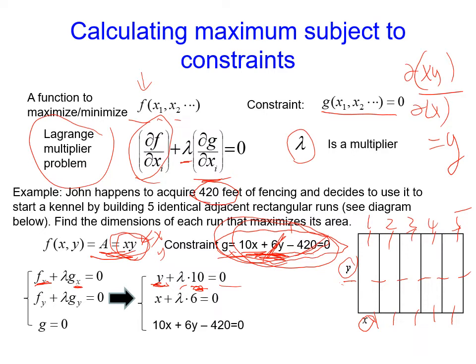Similarly, you do the partial derivative over y, so you get this equation. And don't forget the constraint itself. So you have 3 equations and 3 variables. You can solve for x, y, and the multiplier. In this case, x gives 21, y is 35. So with these dimensions, you should get the maximum area with the total length of 420 as a constraint.